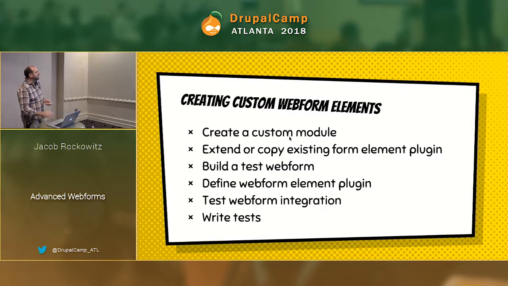All right. So for creating custom elements, you want to create a custom module, extending or copying an existing plugin. It's important that you start off with a form element, so you have to create your form element first. Once you have a form element that works, you can build a form that tests it. You can go into the source code, type out that element, and get it rendering. Once you have that form element behaving the way you want, you can start layering in the WebForm element plugin functionality, where you're trying to build out the UI. If you have custom properties, you need to expose them. And once you get that plugin started, you start testing the integration, and ultimately, you've got to write tests.